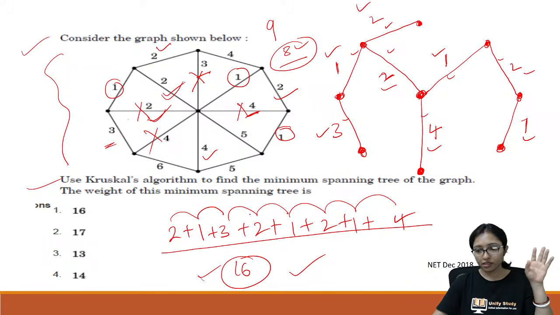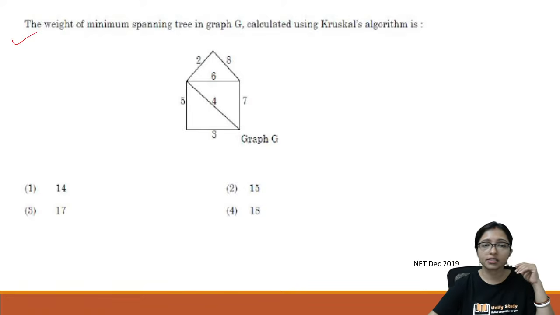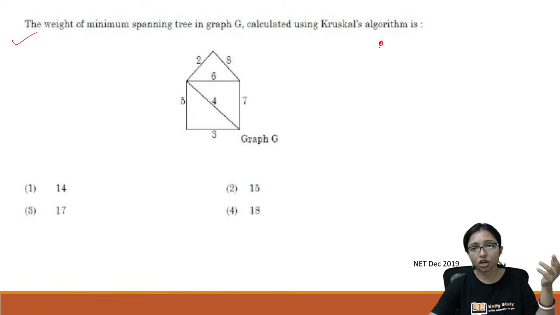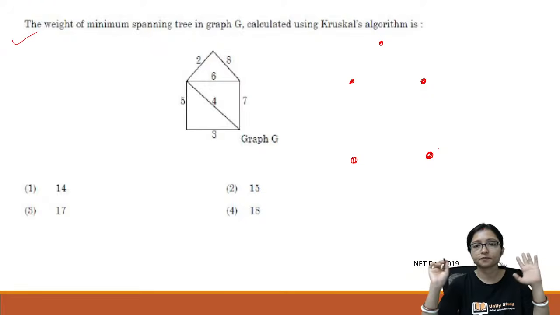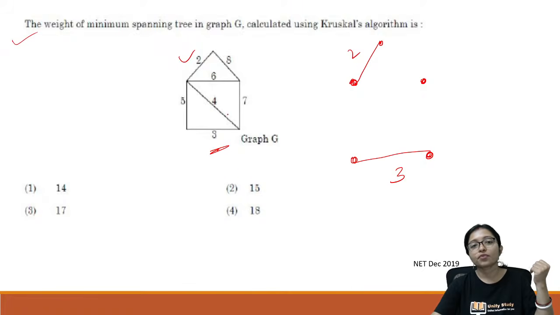Okay? Clear? First problem you are not able to understand. Here also same thing. Draw the vertices first, because I have to cover all the vertices, right? That is my target. Then one by one check which one is minimum. 2 is the minimum, take 2 here. After that next 3 is the minimum, take 3 here.